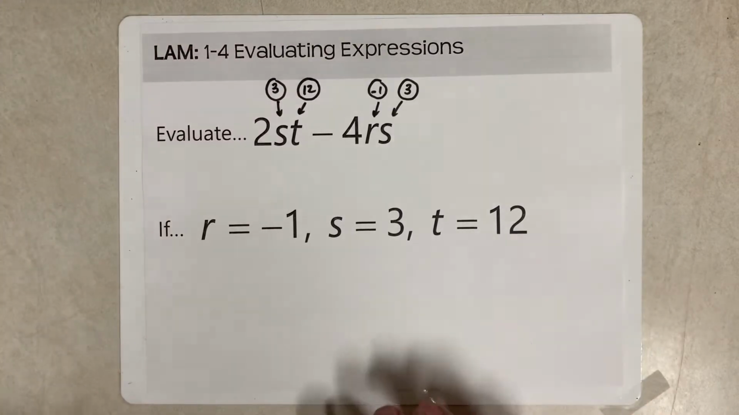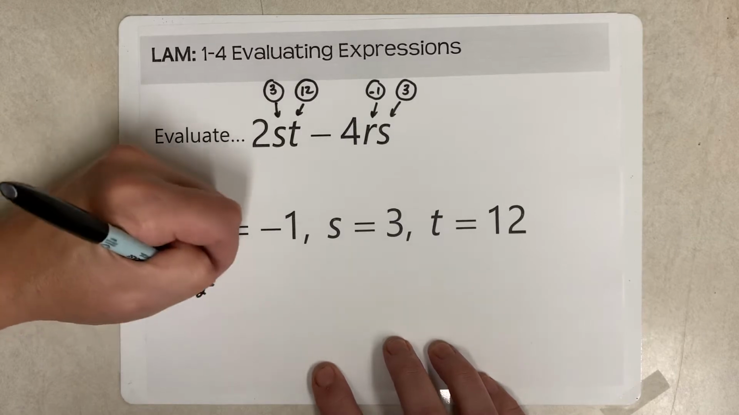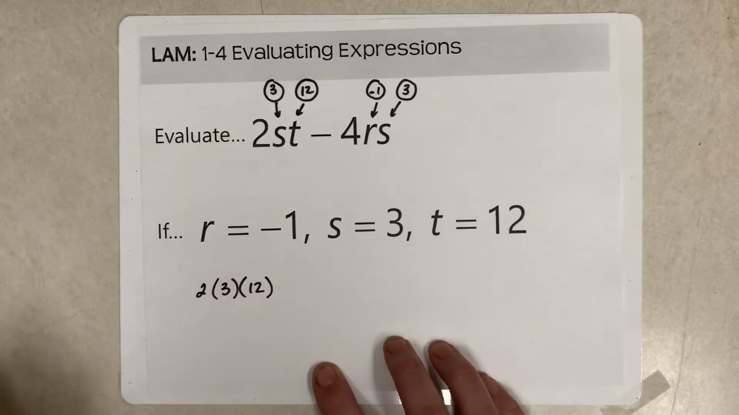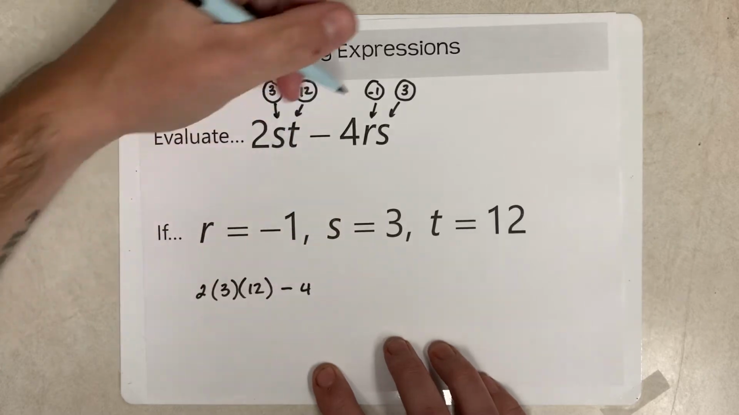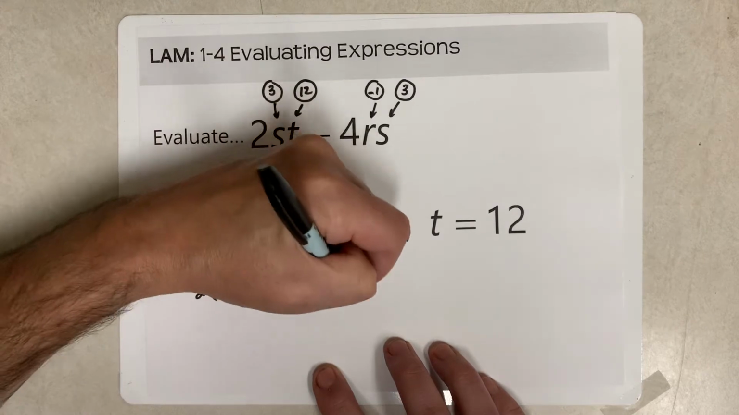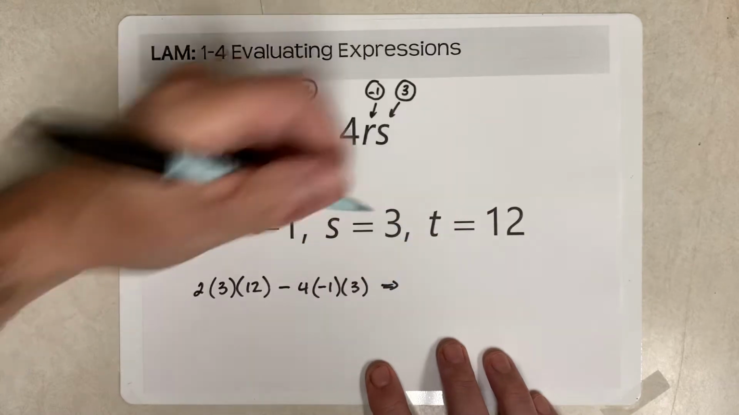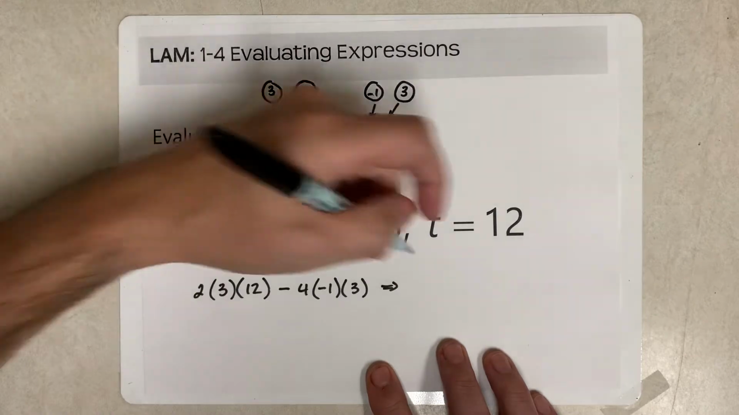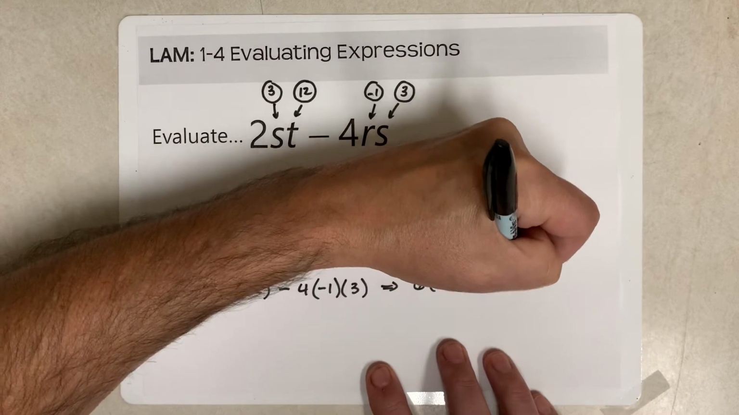So we just have to be very accurate. So these are all multiplied together. 2 times 3 times 12, that's 2st, 2 times 3 times 12, minus 4 times -1, always want to put negatives in parentheses, times 3. All right, so let's do this step by step, all right? First thing left to right, you have to do this multiplication here. So 2 times 3 is 6, times 12, minus 4 times -1, times 3.